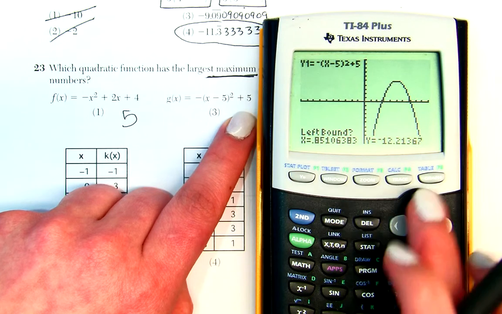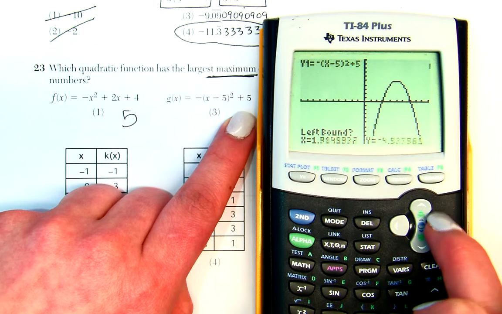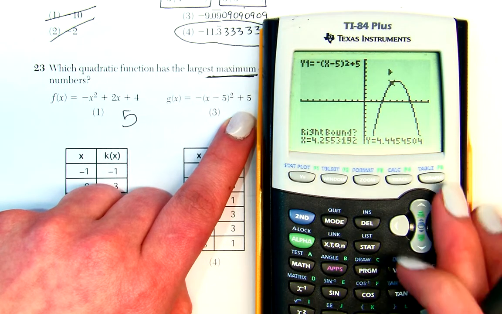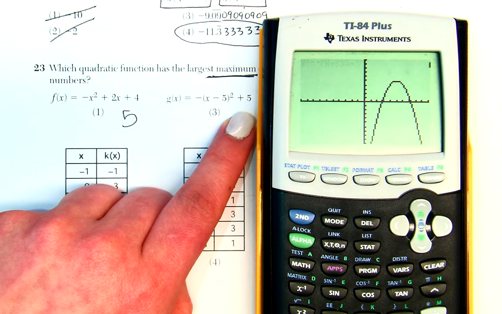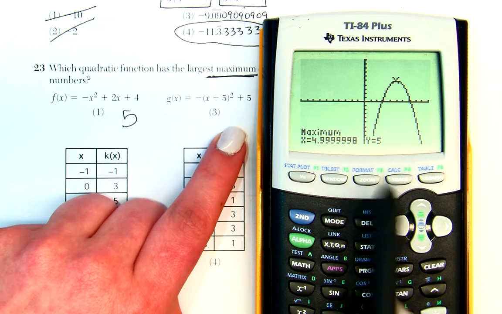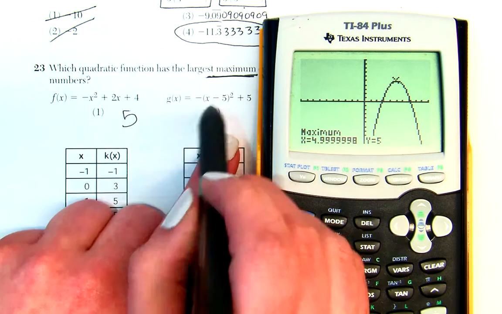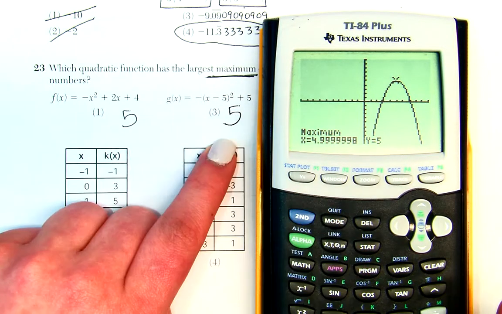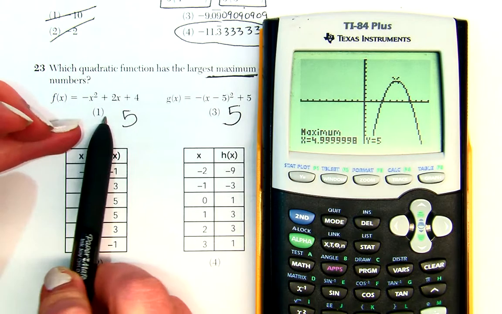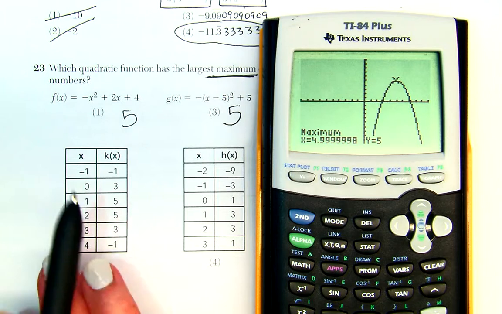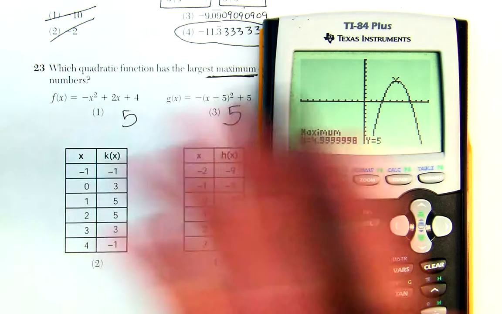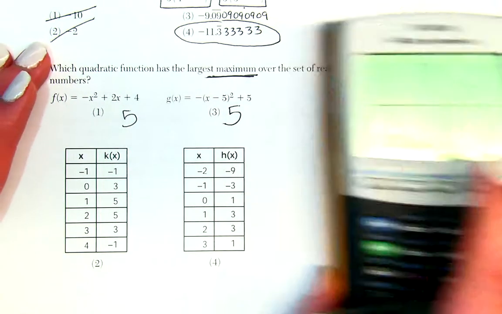So you'll notice I couldn't see my cursor at first, so I just used scroll to the right. A little bit to the left is about there. I'll press enter, scroll to the right, press enter again, and it tells me once again that my y value is 5. So obviously, choices 1 and 3 are not the answer because it says which one has the largest maximum. They are the same, and I can't pick two choices for my answer.